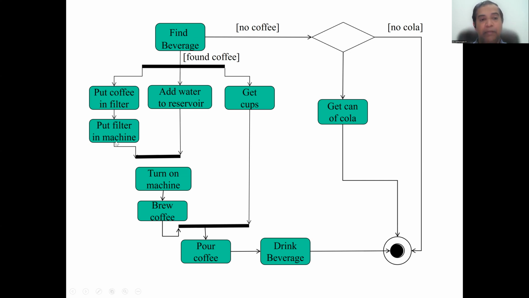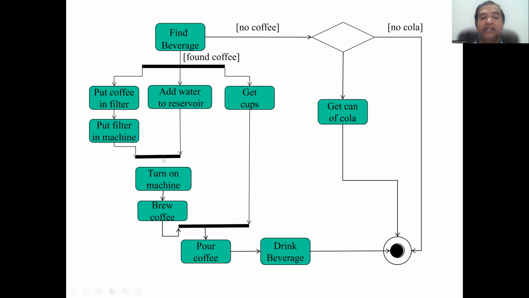One is put coffee in filter, another is add water to reservoir, and the third one is get the cups. As we all know, it's a simple process. Those who are involved in preparing filter coffee might be used to this process and can easily understand the actual parallel processes involved in that activity. So here, the first activity is put the coffee in the filter, and we put the filter in the machine, and we wait for a while till adding the water to the reservoir happens, and those two sets of activities go down to the synchronization bar.